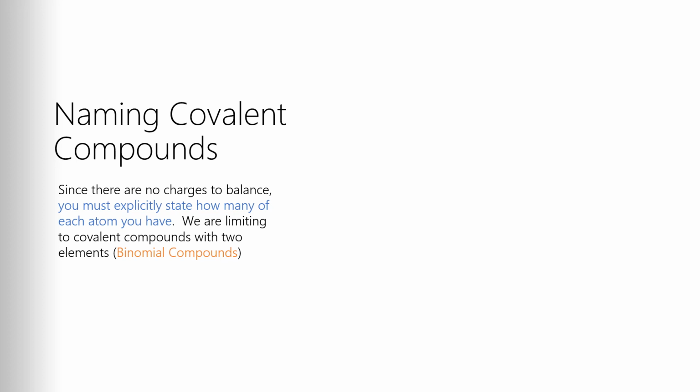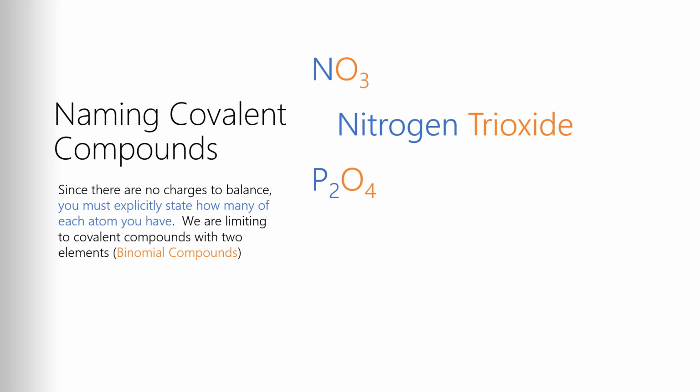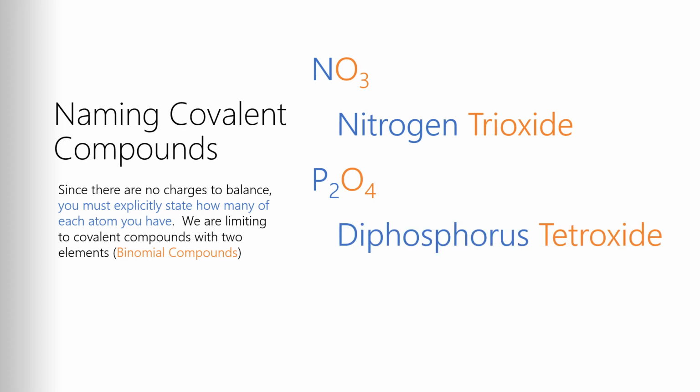All right, so let's look at a couple of examples. So here we have NO3. So I have one nitrogen and 3 oxygens. I'm going to call this nitrogen trioxide. And I know there's a question in your head already. We'll come to that in the next slide, but I just wanted to give you a couple examples before we go at why it is the way it is. So second one, I have 2 phosphorus and 4 oxygens. So we're going to call that diphosphorus tetroxide. And the last guy, I have 1 carbon and 2 oxygens. So we call it carbon dioxide.